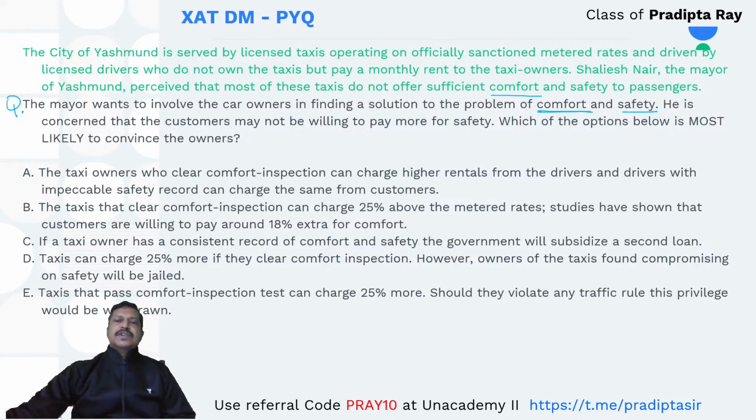Okay, so sufficient comfort. The mayor wants to involve the car owners. He is concerned that customers may not be willing to pay more for safety. So he is assuming, and he is telling us also, that customers may not be willing to pay more for safety. Which of the following options below is most likely to convince the owners?